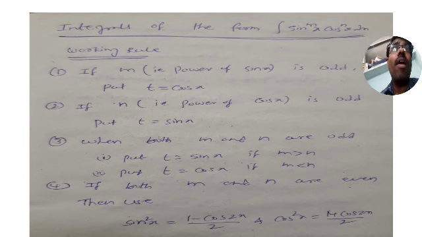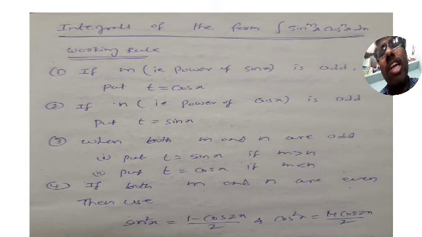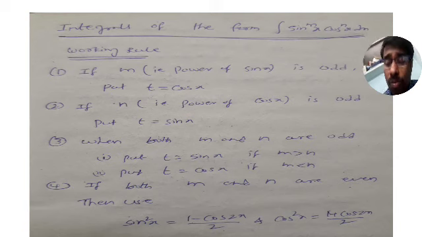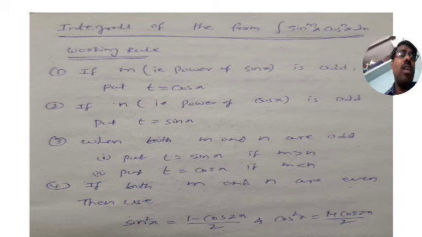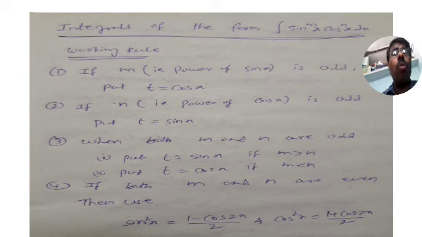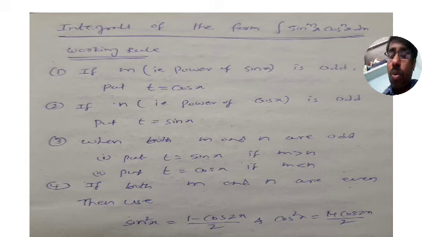This is in case one of them is odd or both of them are odd. What is the other case left? That is, both the powers are even. When both the powers are even, then what to do? We have to use the formulae sin square a is equal to 1 minus cos 2a by 2, and cos square a is equal to 1 plus cos 2a by 2. If you use these formulas and solve it, you will get the answer.